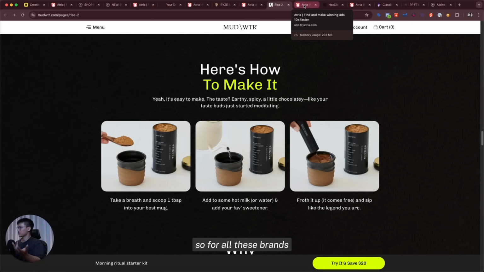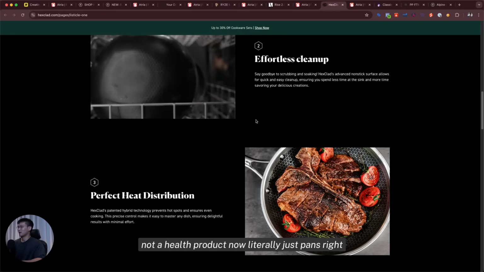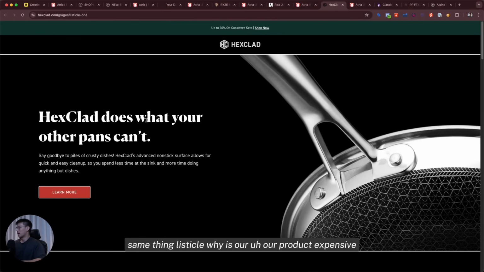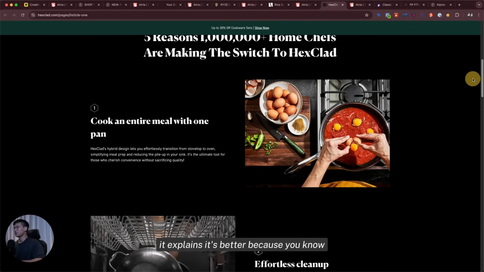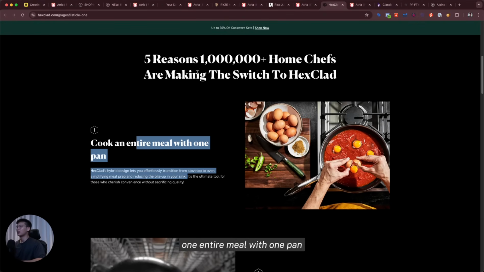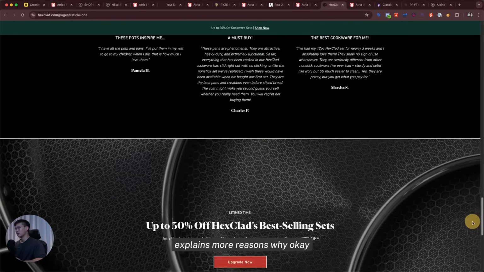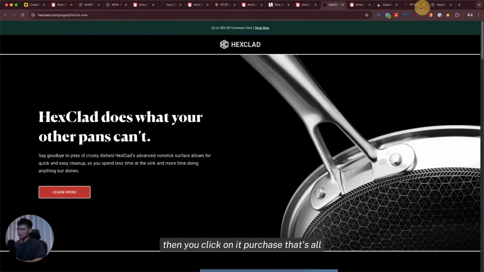So for all these brands, they are, of course, at 9 figures already. They know the list of importance. That's what they do. Hexclad as well. Not a health product now. It's literally just pants, right? Same thing, listicle. Why is our product expensive? Yeah. Why is it better than your current pants? And it explains. It's better because, one entire meal with one pan. Okay, social proof over here as well. Explains more reasons why. Okay. Then you click on it, purchase, that's all.